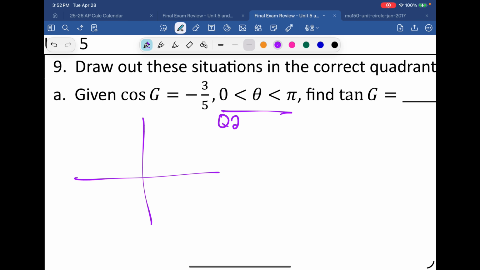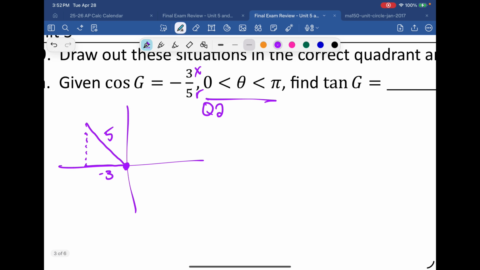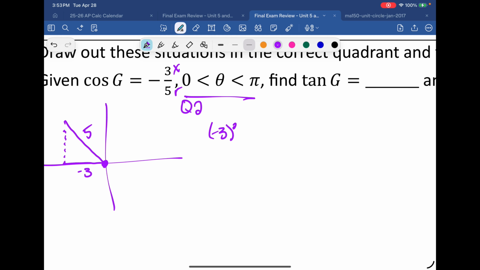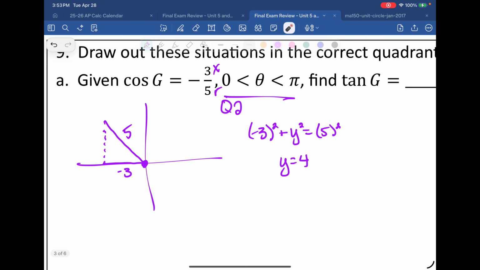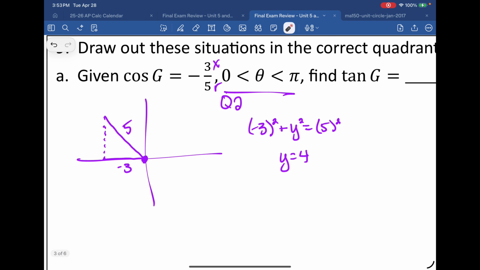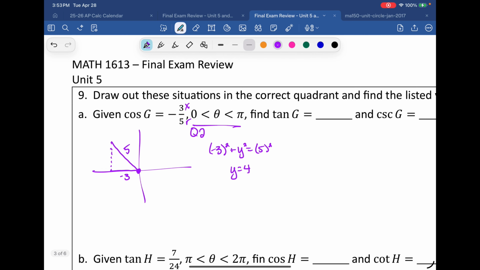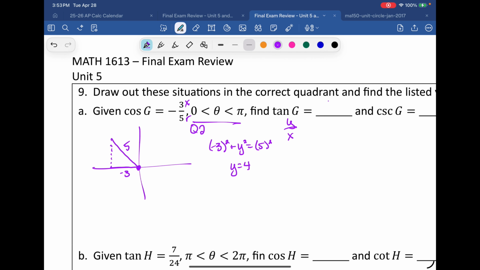So cosine is x over radius. This means I've gone from the origin left 3 units, and my radius, which is the hypotenuse, is 5. We don't know the y. Can we find the y? Yes, we need the Pythagorean theorem. Remember that radius is always positive. So the y is 4, and because it's quadrant 2, the y stays positive 4. So tangent, which is y over x, would be 4 over negative 3.